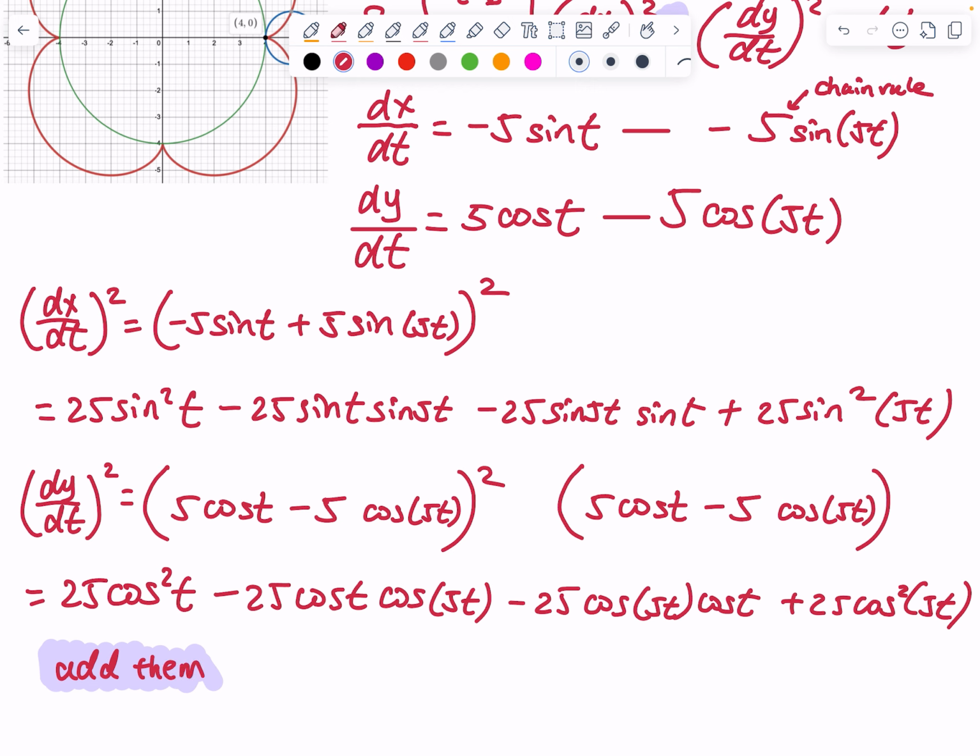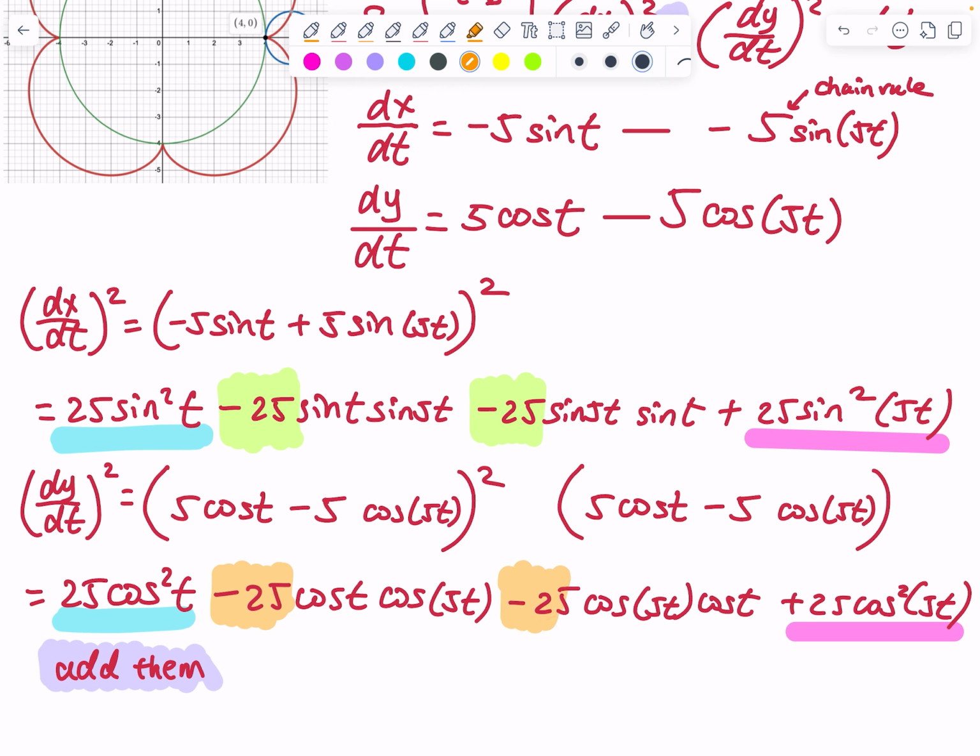Okay, can we just take advantage right now of some formula? What is that called again? I keep forgetting this name, Pythagorean identity. So this one we can do a sine square plus cosine square, and then this one we can do a sine square plus a cosine square, and then the negative 25 can subtract the negative 25, and then the negative 25 can subtract this negative 25.